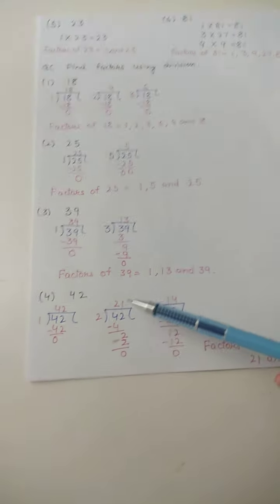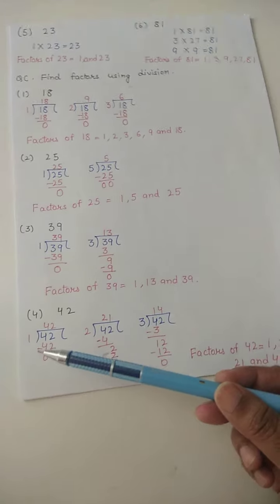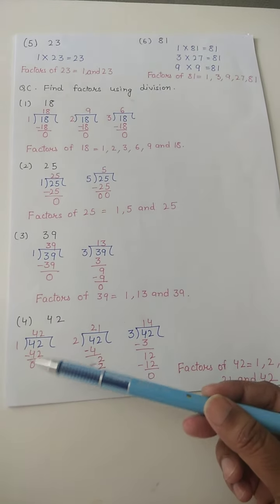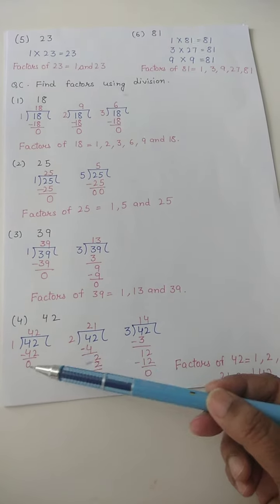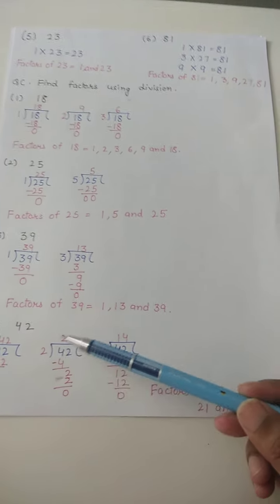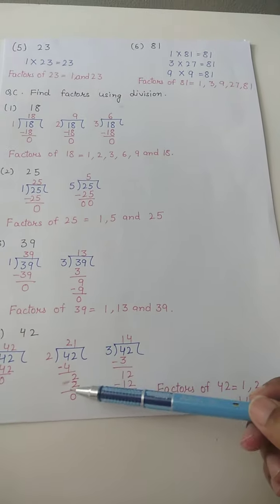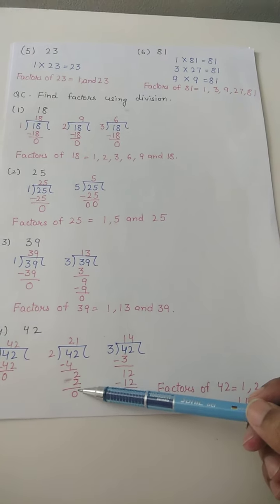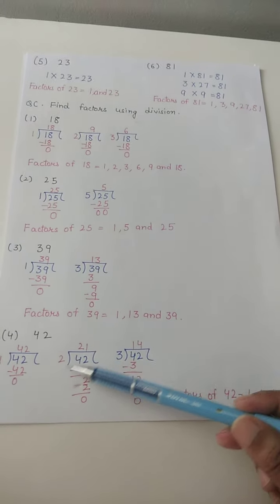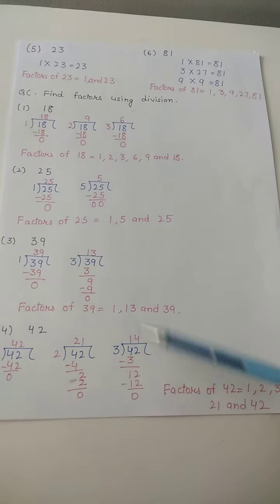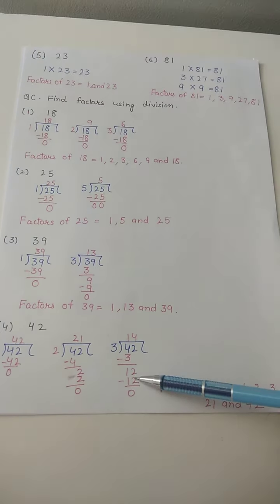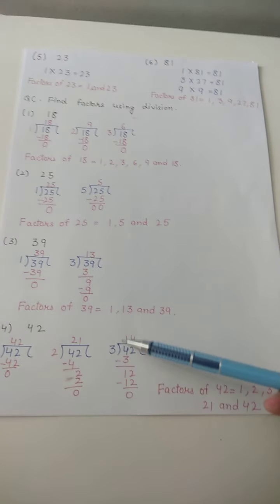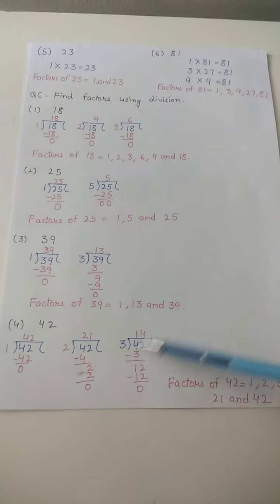Right. Here 42 is there. So always start from 1. So 1 multiplied by 42, what will come? 42. So 1 forty-two is 42. So 1 and 42 are the factors here. Now 2 twos are 4. Then write down 2, 2 ones are 2. So the remainder is 0. So 2 and 21 both are the factors of 42. Now 3 ones are 3. Minus, here 4 minus 3 is 1. Then 3 fours are 12. Here also the remainder is 0. Right. So 3 and 14 both are the factors of 42.